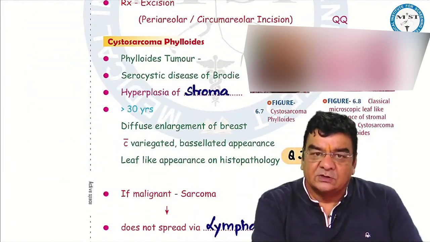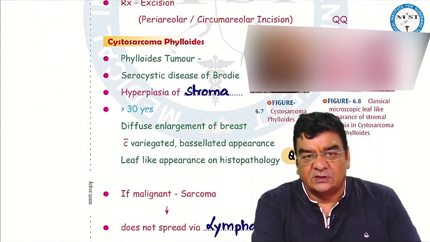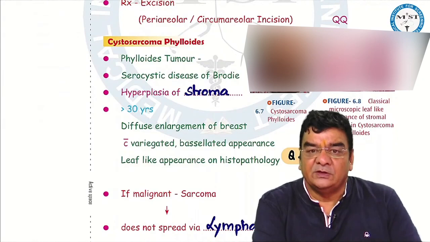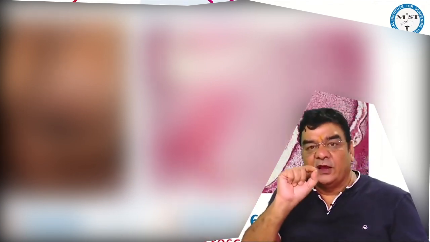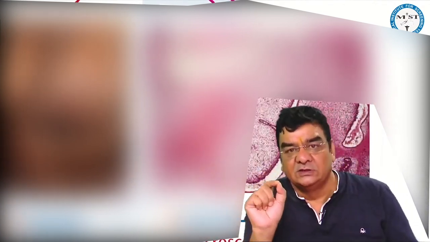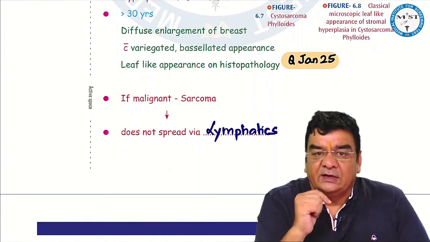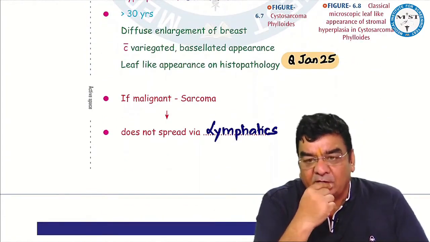Cystosarcoma phyllodes is phyllodes tumor or serocystic disease of Brodie. This is hyperplasia of stroma. This is generally seen after 30 years of age, and there is diffuse enlargement of the breast with variegated bosselated type of appearance. And on histopathological evaluation, we see a leaf-like appearance. And because it is leaf-like appearance, we call it phyllodes tumor, right? Because phyllon means leaf.